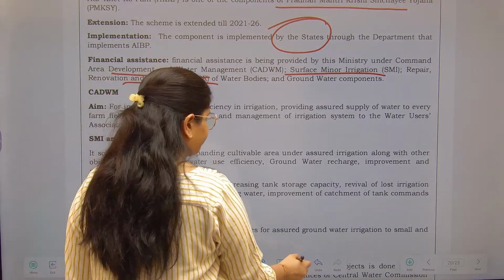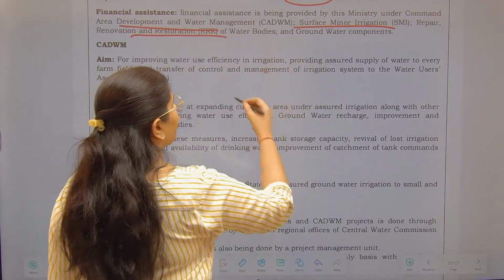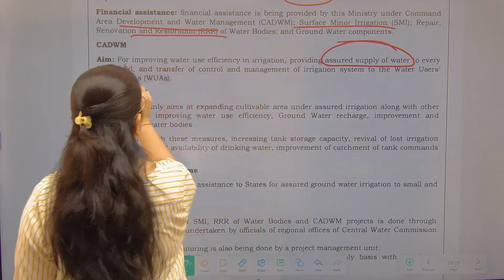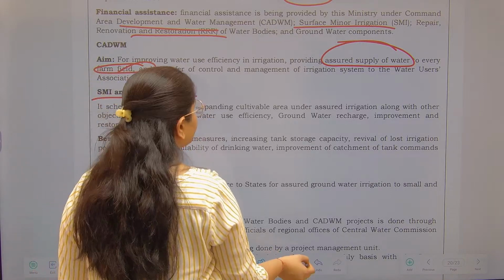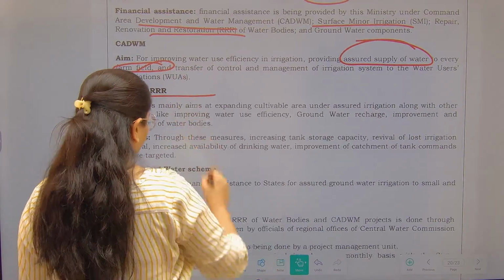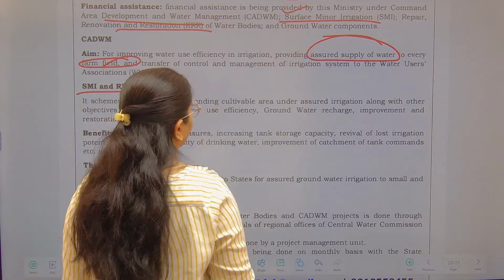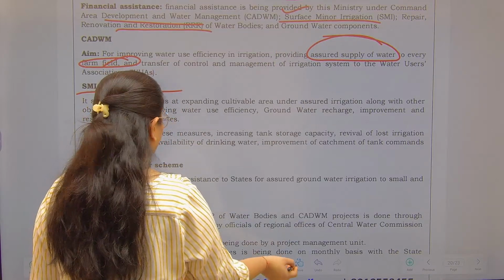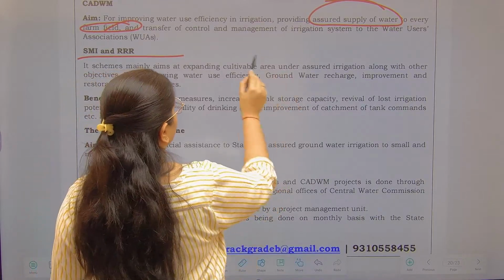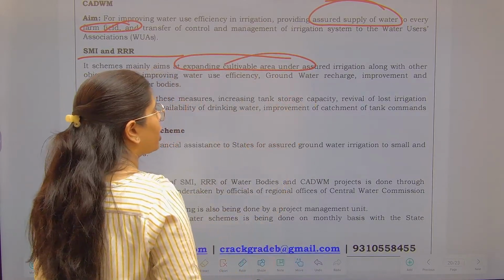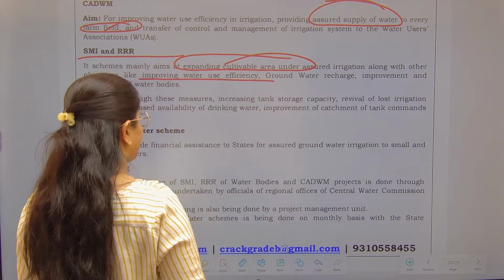What is the aim? Under Har Khet Ko Pani, what we want to do is provide assured supply of irrigation to every farm field. Next, please read about the short forms as well. SMI and RRR mean surface minor irrigation and repair, renovation and restoration. What do you want to do over it? Surface irrigation, expand cultivable area under assured irrigation, as well as improve water use efficiency, groundwater recharge, etc.